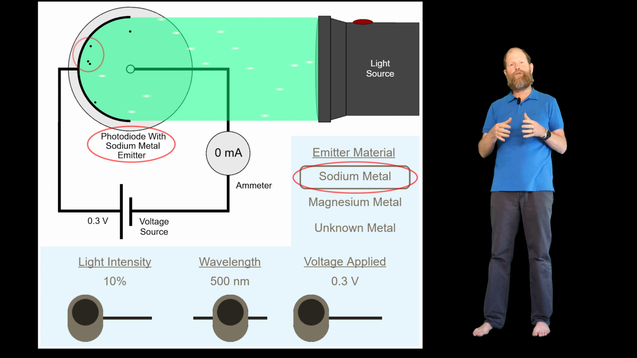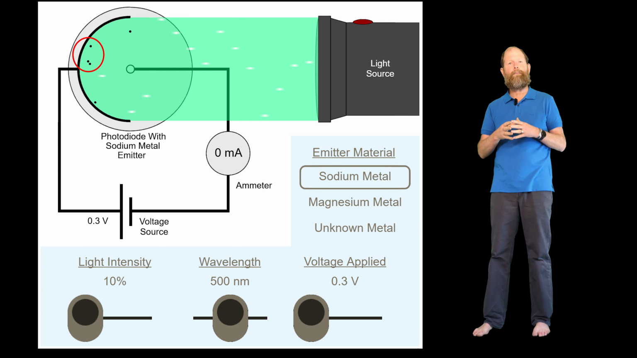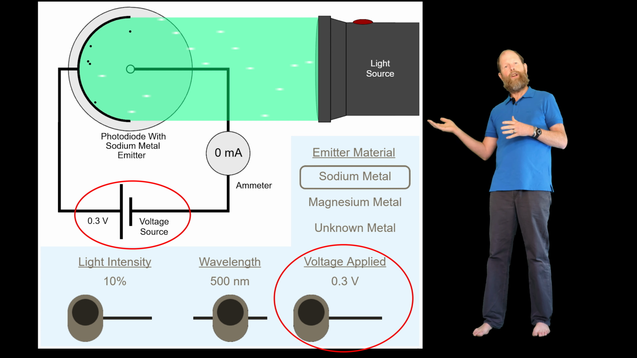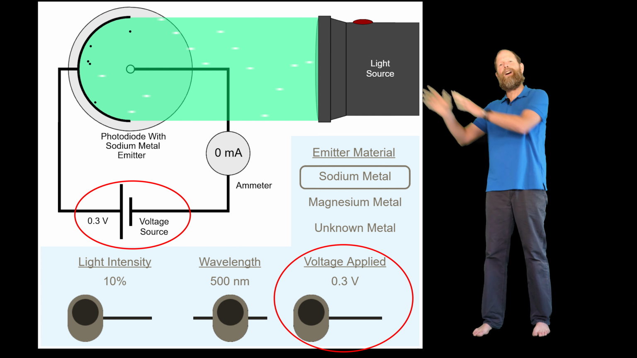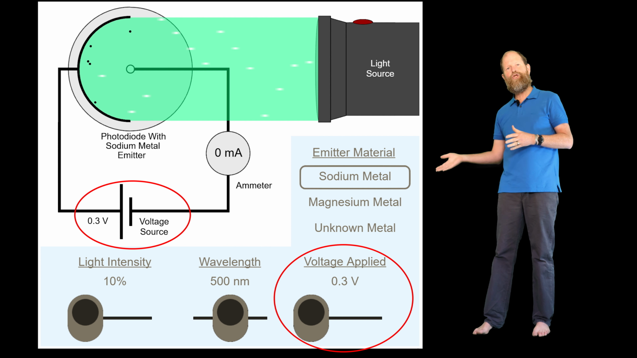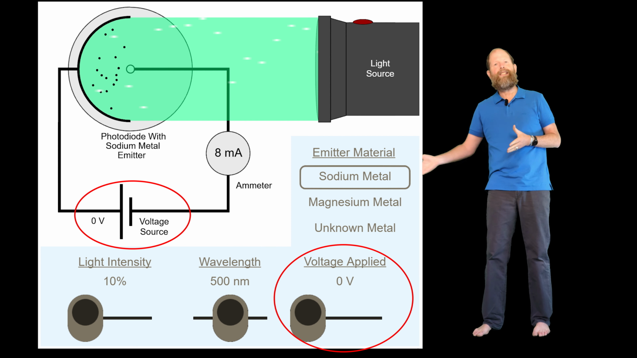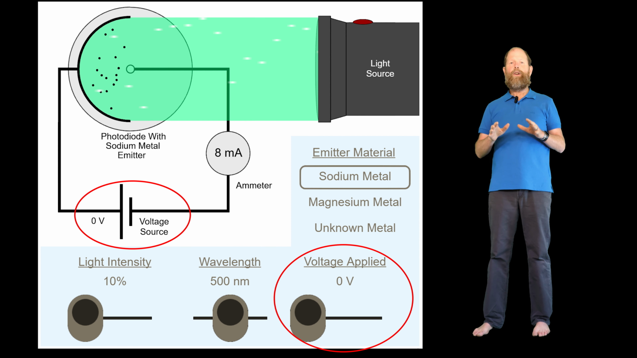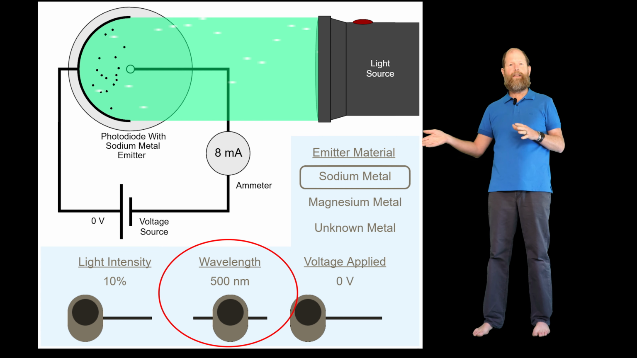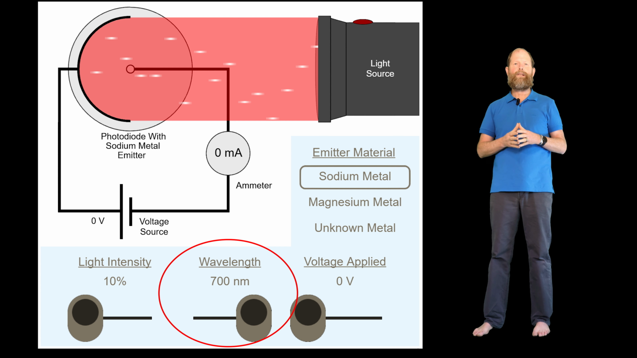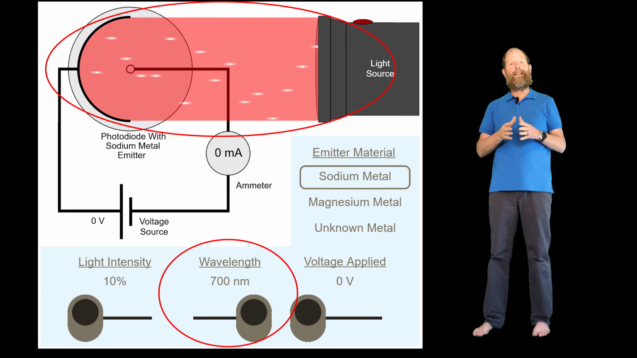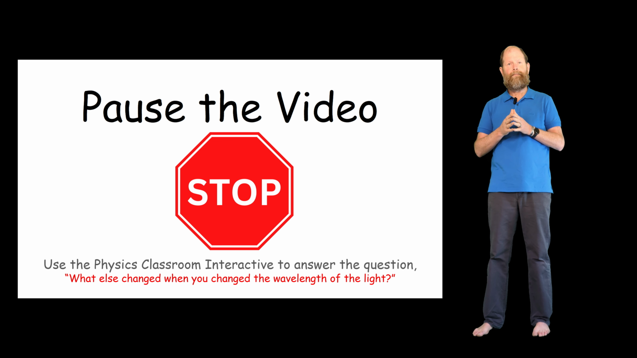This is causing electrons to pop off the metal atoms. There is a voltage source currently set to 0.3 volts, which is pushing the electrons back onto the metal. Go ahead and change the voltage source to 0 volts. Notice we can also change the frequency of the light being produced. Change the wavelength to 700 nanometers. You should see red light being emitted from the light source. What else changed when you changed the wavelength of the light?